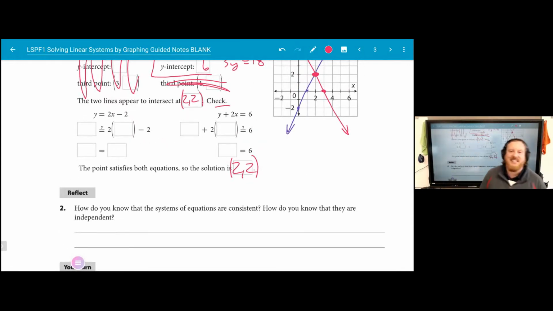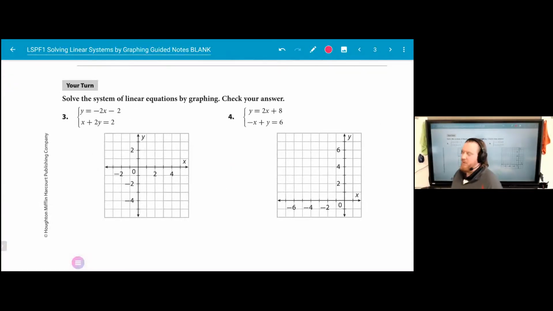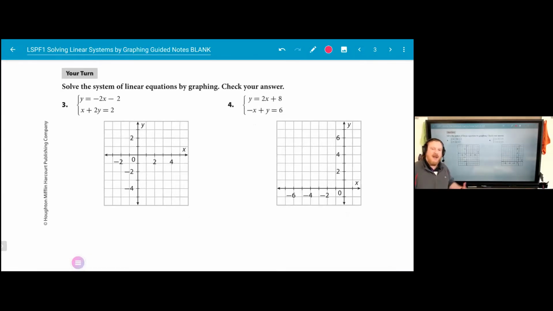I love it. If you can't tell, we're on some of my absolute most favorite targets. Hands down, some of my most favorite targets. Well, you know what time it is. It's your turn time. Graph, see if they intersect, check your work, go.